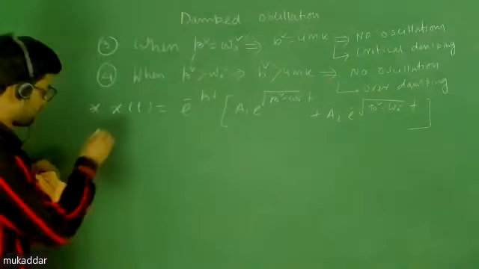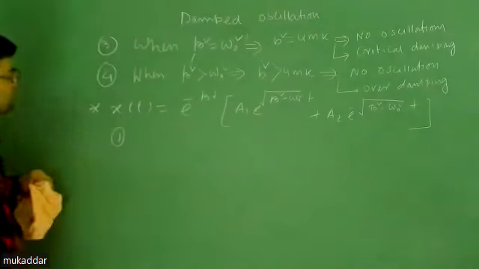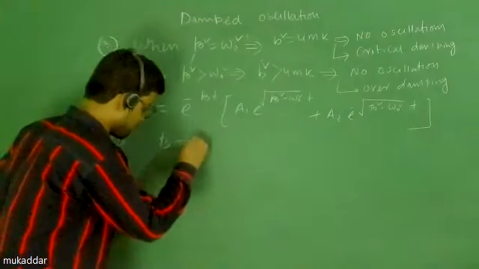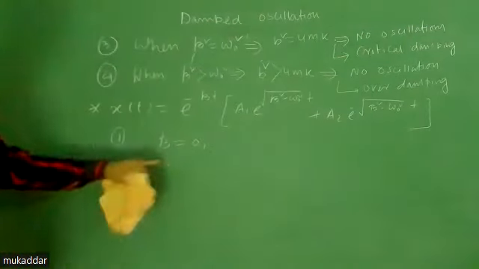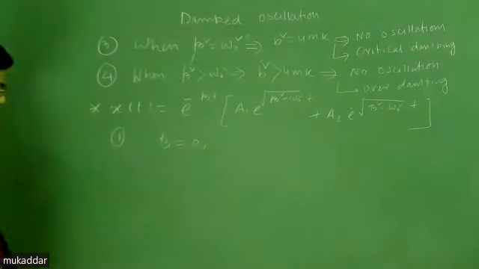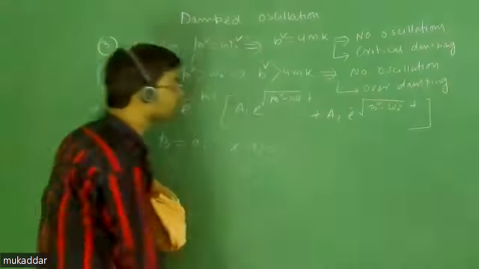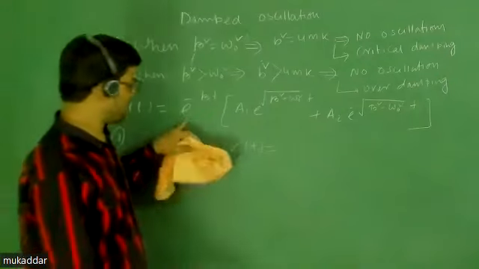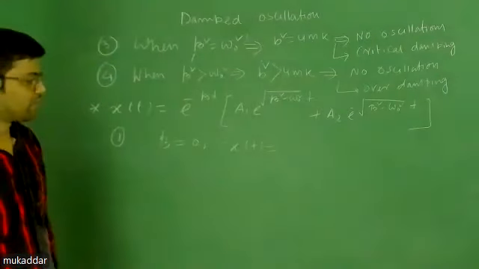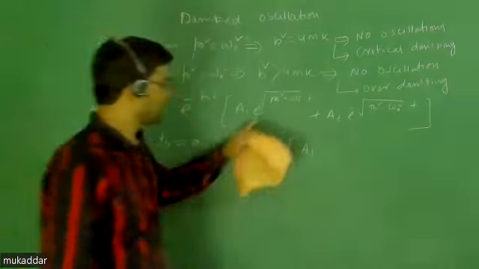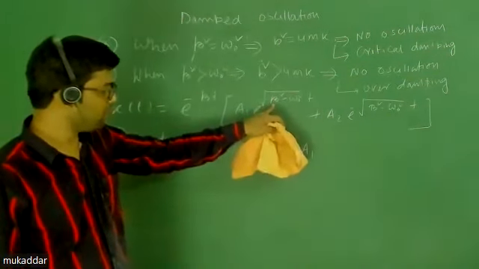In the first case, I'll discuss one by one. In the first case क्या था आपका बताइए, beta is equals to what? 0 था, right? 0, sir. Okay, now if you substitute here in general equation, what will happen? Now tell me, what will be x(t) here? So this term e the power minus 0, that will be 1, right? So you'll have a1 as some constant, and then this will be 0.